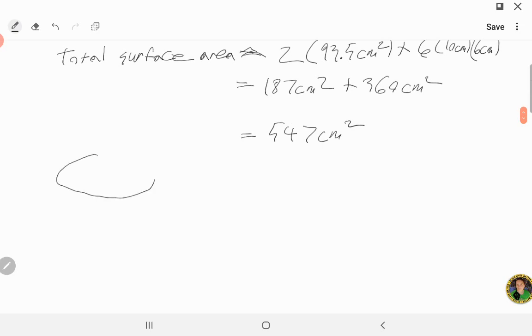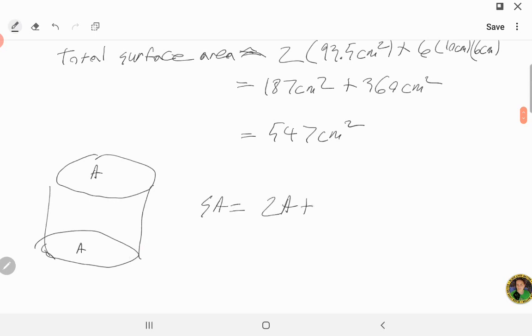So if we had some shape, we think of that as surface area is going to be 2A plus lateral surface area, the area around the sides.